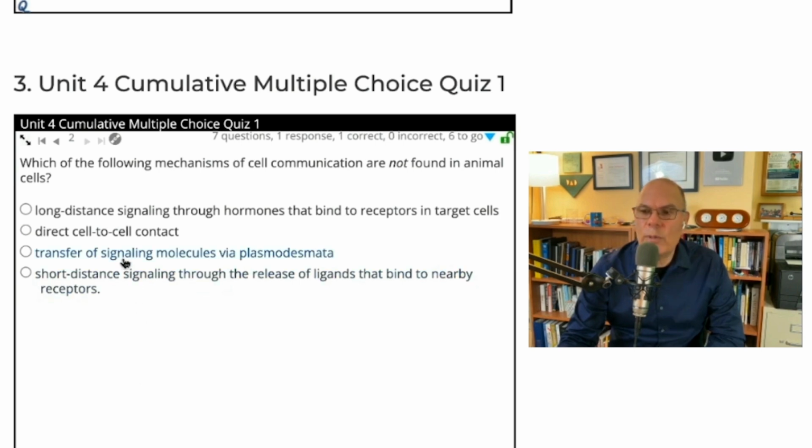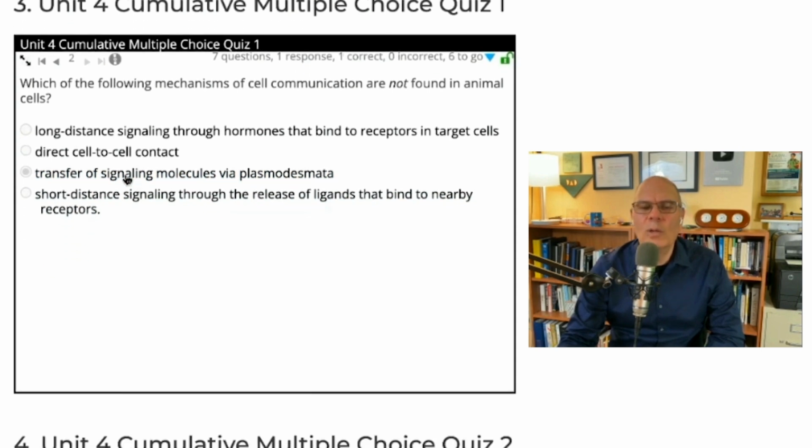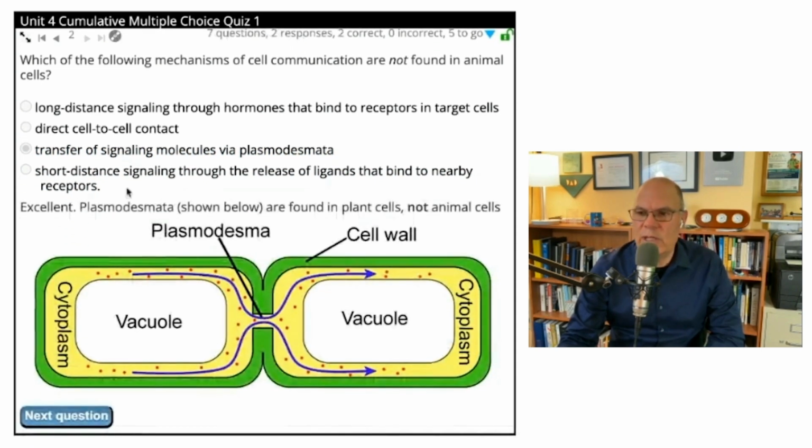I see a bunch of threes. Holy cow, we got a bunch of superheroes in the crowd. Indeed, plasmodesmata are found in plant cells, not animal cells.